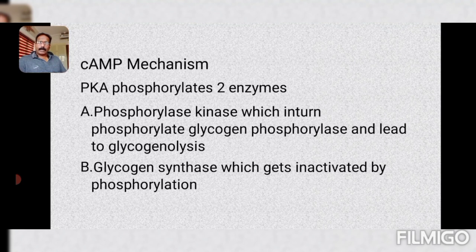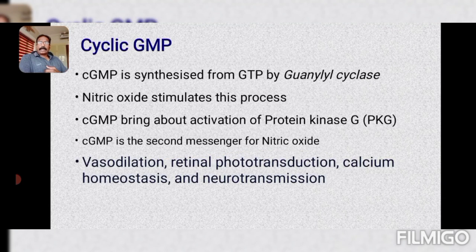At the same time, as another process, protein kinase A phosphorylates glycogen synthase also. Now, when glycogen synthase gets phosphorylated, it gets inactivated, so that glycogen synthesis is effectively prevented. So it enhances glycogen breakdown, and at the same time it reduces or prevents glycogen synthesis also. So that is the cyclic AMP mechanism. Now let us see cyclic GMP.